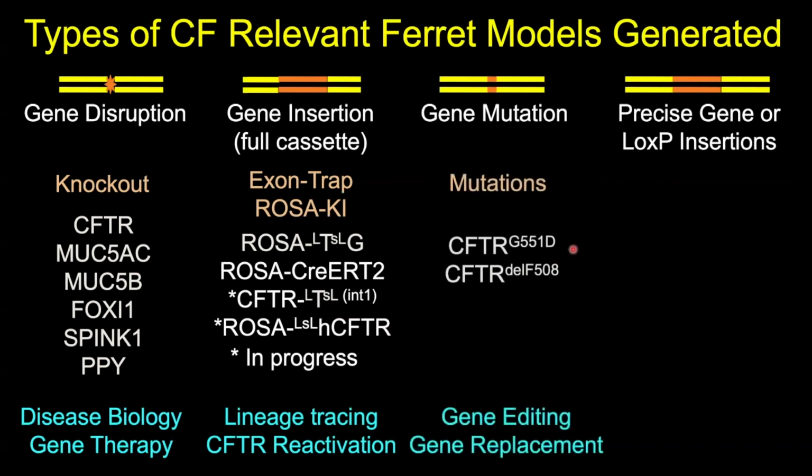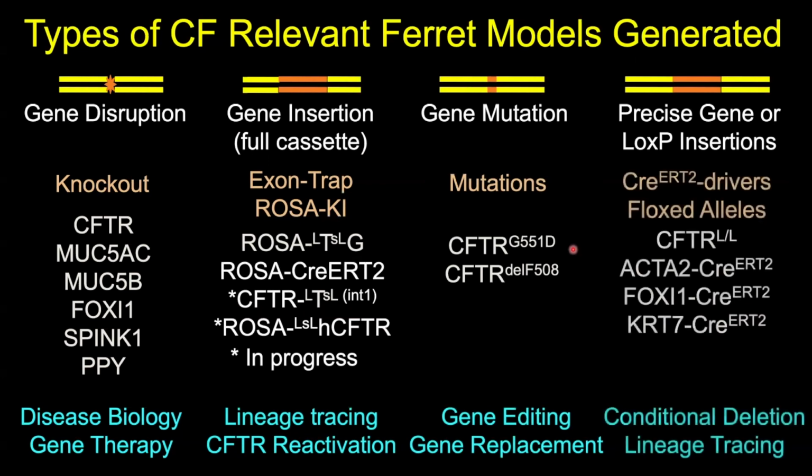We have 2 mutations, the G551D and delta F508, within ferrets, and I will be discussing 2 Cre drivers that we're using to study stem cell compartments within the lung and the pancreas, and conditional CFTR knockout ferrets generated using the precise gene editing approach. If you're interested in hearing about the FOXI1 and mucin models that are enabling better understanding of CFTR function at the cellular level, please go and hear this session's talk.